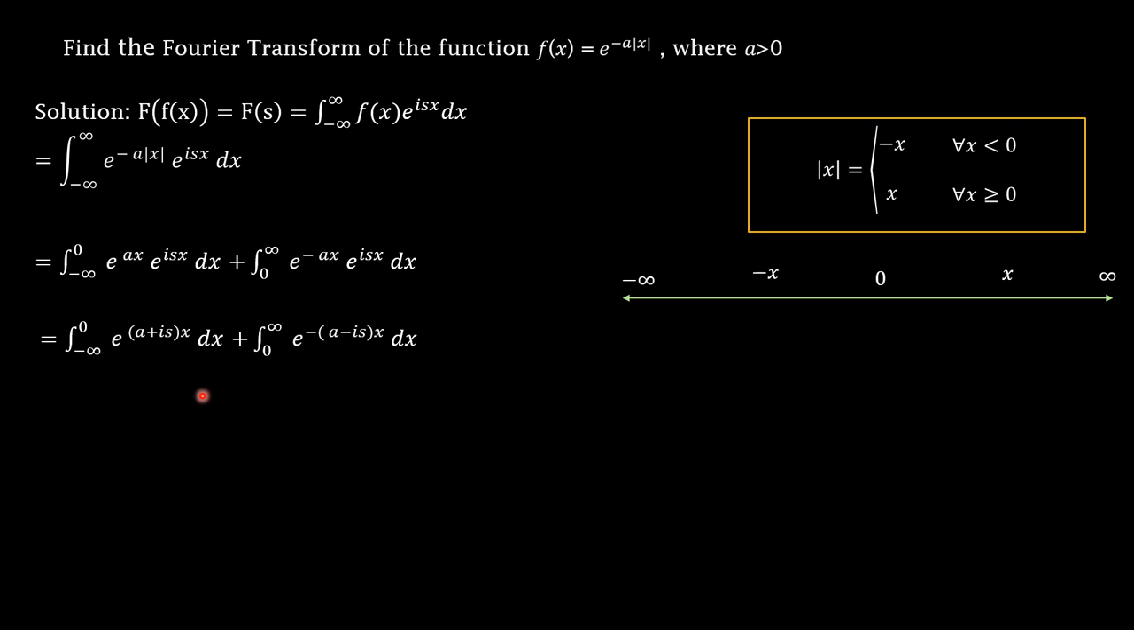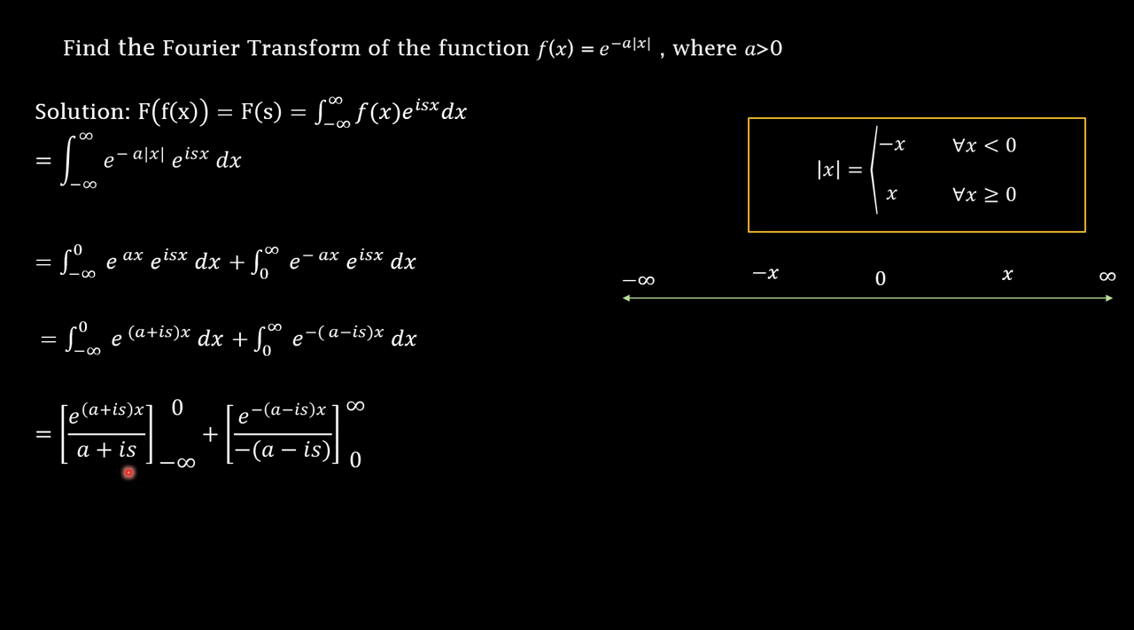Since the integration is with respect to x, a plus is will be acting as a constant. So the integration of e to the power (a plus is)x is e to the power (a plus is)x divided by (a plus is), where your x is varying from minus infinity to 0, and in the second case it is e to the power minus (a minus is)x divided by minus (a minus is), where your x is varying from 0 to infinity.